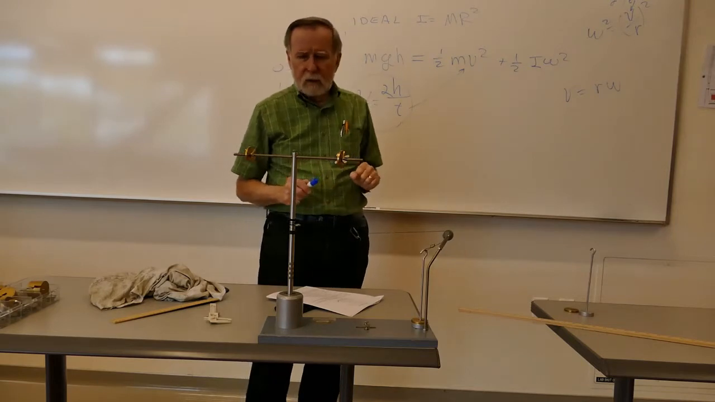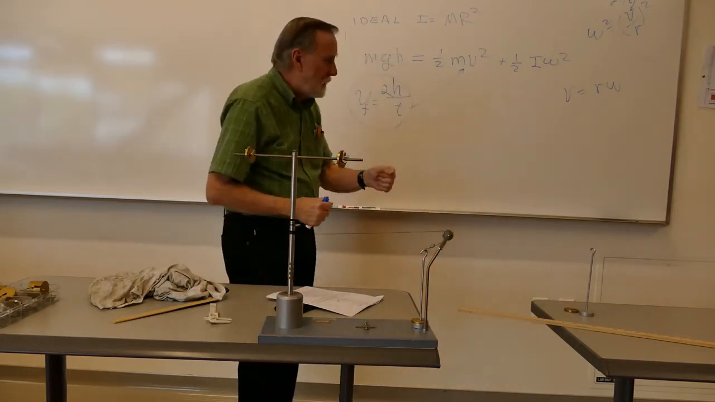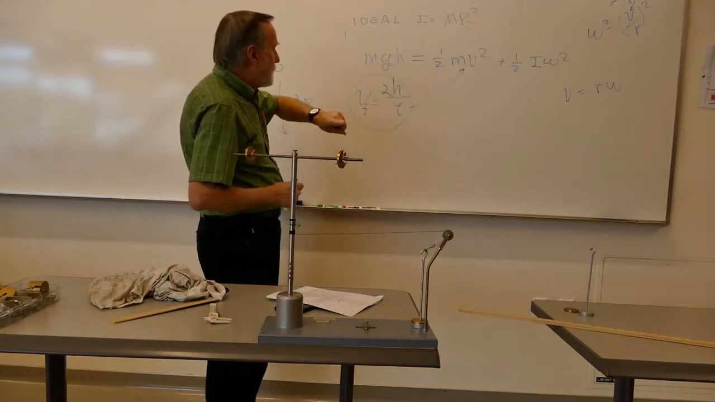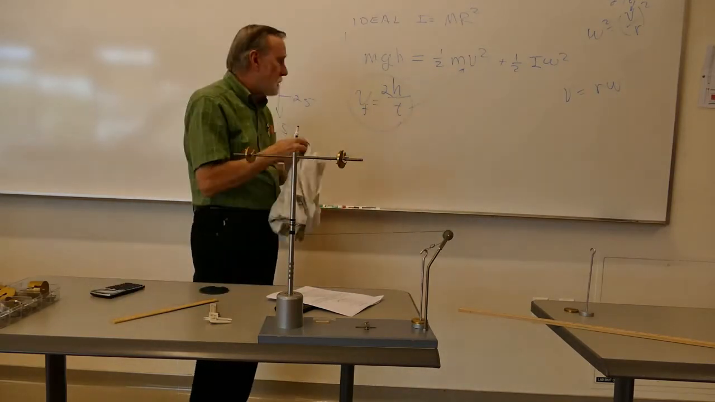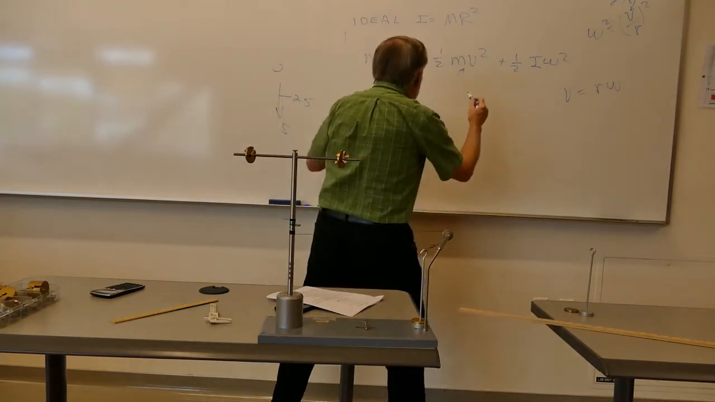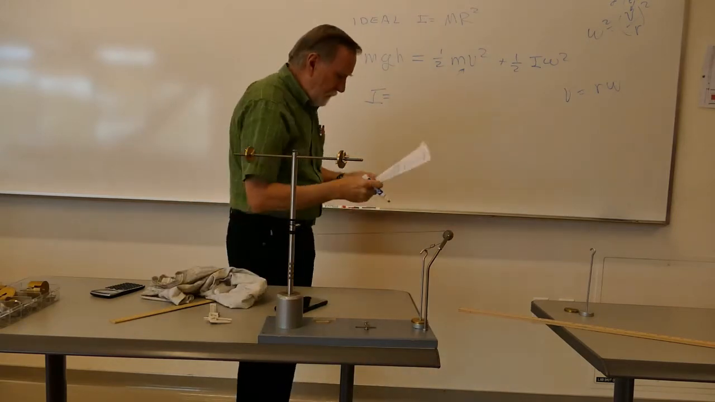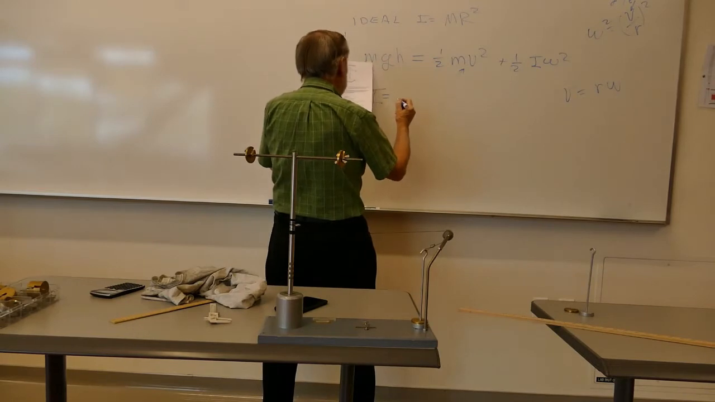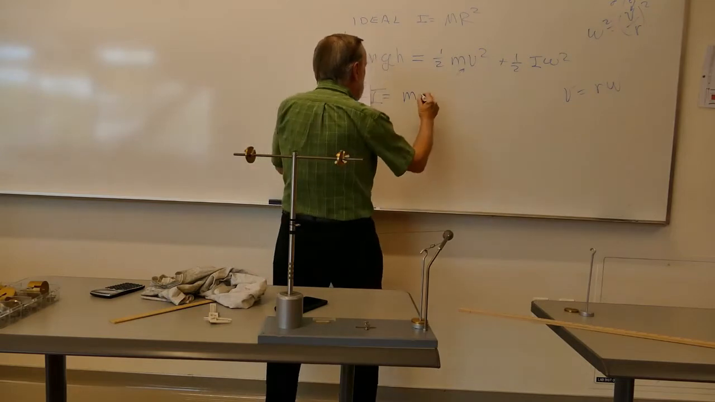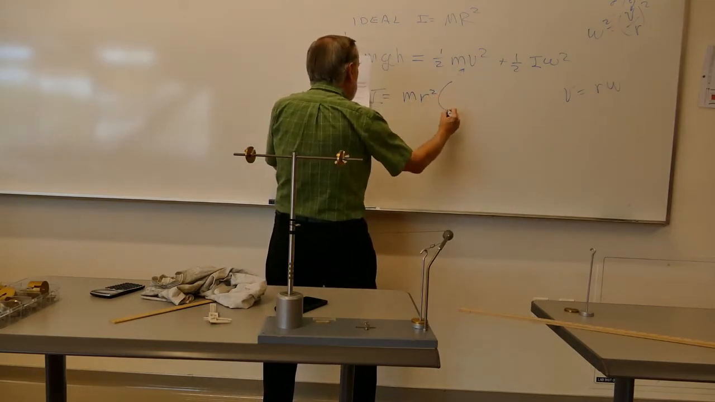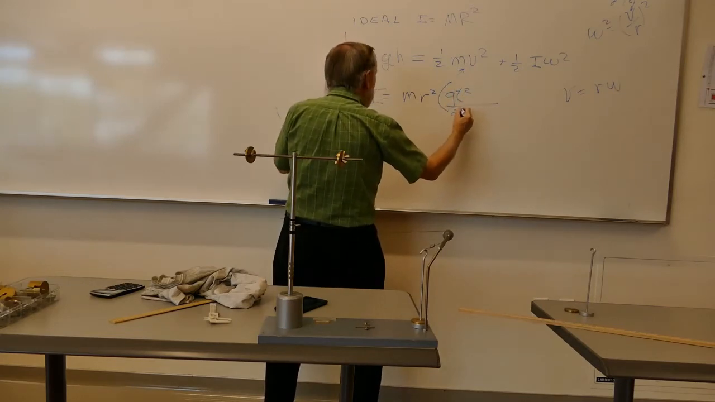So what happens is we're going to release this thing. The falling mass falls a certain height h. We're going to time the fall with a stopwatch. And when you solve this for I, you get the expression on your handout. If we solve this equation for I using the substitutions that we just talked about, I is equal to this formula here on your handout. M, that's the falling mass, times little r squared times gt squared over 2h minus 1.